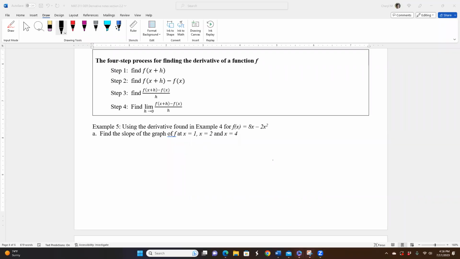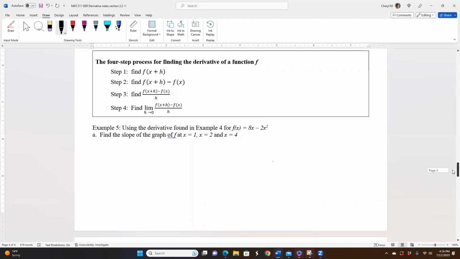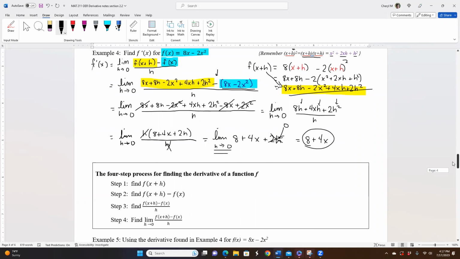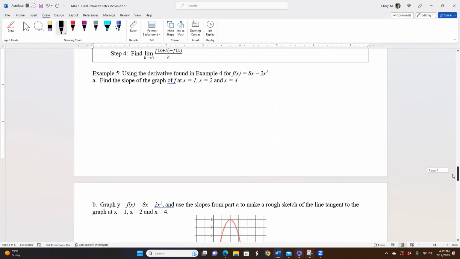In this video, we're going to continue looking at the definition of derivative. Example 5 wants us to use the derivative that we found in problem number 4 to answer the following questions. Looking at problem 4, we found that the derivative for 8x minus 2x squared was 8 minus 4x. Using our notation for derivative, we would write f prime of x equals 8 minus 4x.